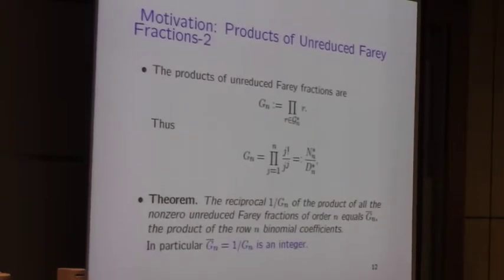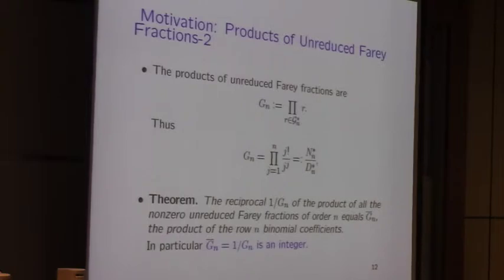Okay, so now we have the problem of studying the product of the unreduced Farey fractions. So the unreduced Farey fractions are, well, we can just write them down. The numerators are going to be j factorial for each j, and the denominators are going to be j to the j, and that gives us two numbers, n sub n and d sub n star. And the theorem is the reciprocal of this product exactly equals this binomial coefficient thing.